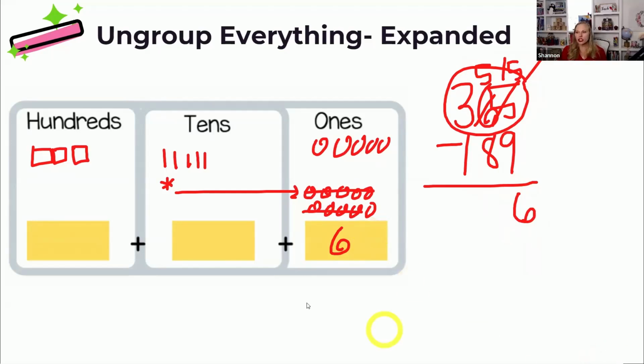So those are really the 2 main strategies, is you can ungroup everything from left to right, or you can ungroup everything from right to left and then do all your subtraction at once, either left to right or right to left. Or you can ungroup one step at a time from the right to the left. Ungroup to see if I need any ones, do that subtraction. Ungroup with my 10s, do that subtraction. Ungroup with my 100s, then do that subtraction.